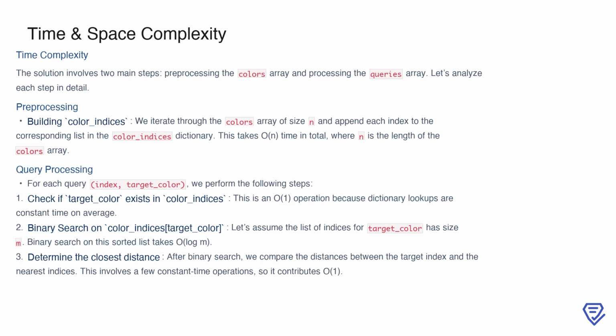Now, for query processing, each query involves 3 substeps. First, checking if the target_color exists in the dictionary is a constant time operation, O(1), thanks to the efficiency of dictionary lookups. Next, we perform a binary search on the list of indices for the target_color, which takes O(log m), where m is the size of that list. Finally, determining the closest distance involves only a few constant time calculations, so it contributes O(1) time. Together, these substeps allow us to efficiently answer each query.